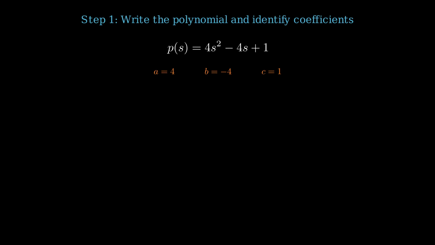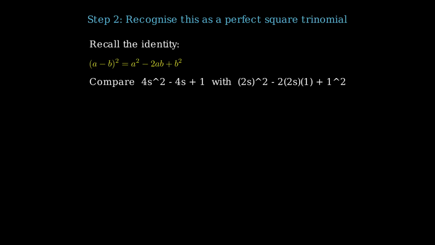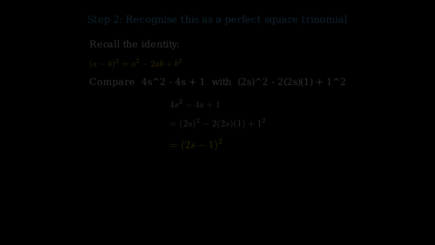Step 2. Recognize the special structure. Look at the expression 4s squared minus 4s plus 1. Notice that this is a perfect square trinomial. We can write it as 2s minus 1, the whole expression squared. To confirm, 2s minus 1 squared equals 4s squared minus 4s plus 1. Yes, this matches exactly.